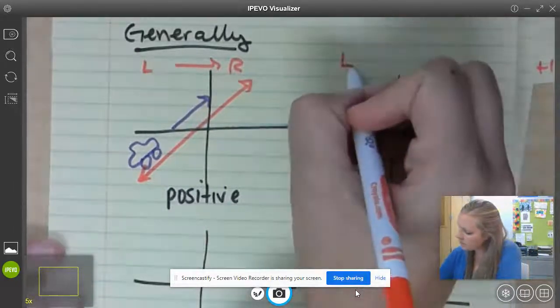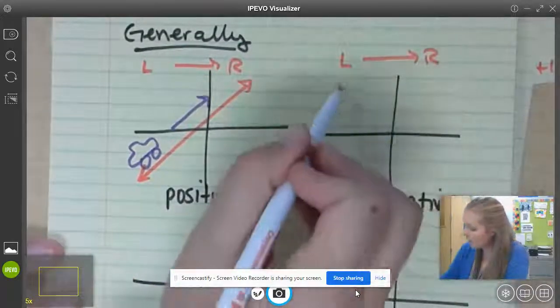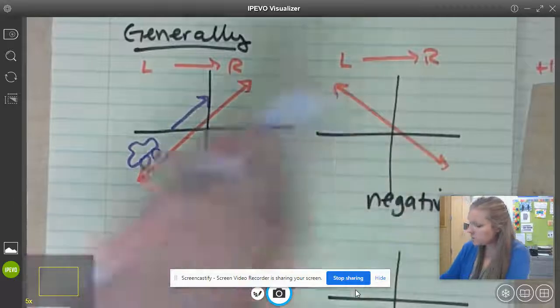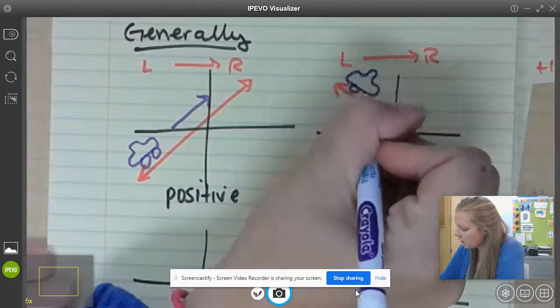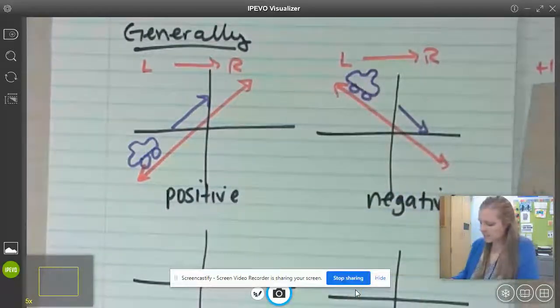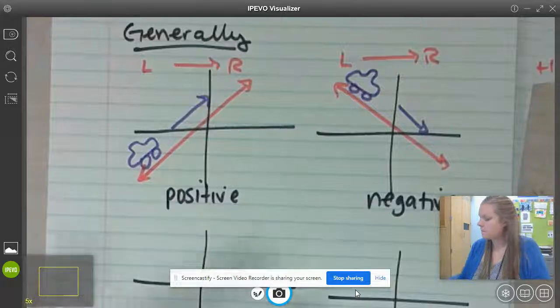A negative slope generally, again, we always start on the left, starts up high and goes down. If we think about that car, this car is going downhill. If it's going downhill, then it's a negative slope.